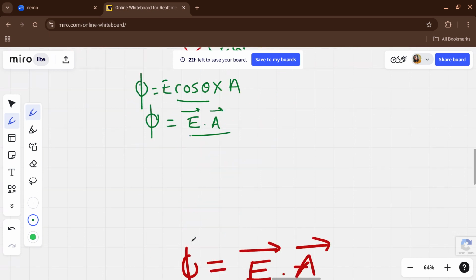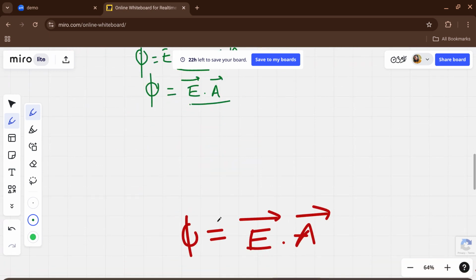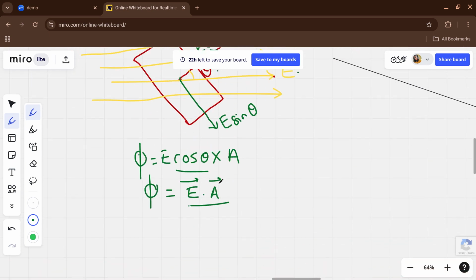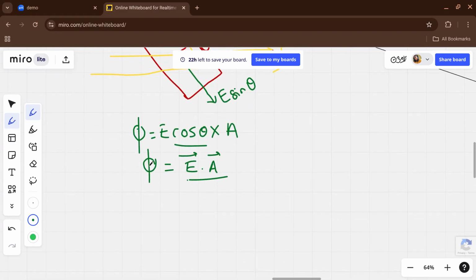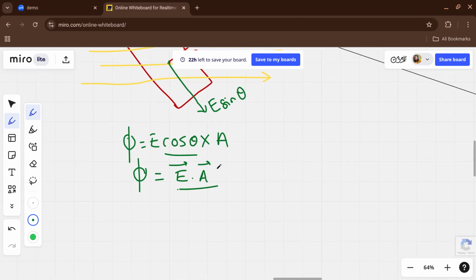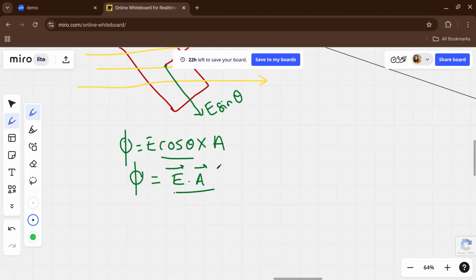So whenever your area is inclined to the electric field intensity, we have to find the flux by taking the dot product of the two vectors, which is E bar dot A bar. This is how we have to find it.